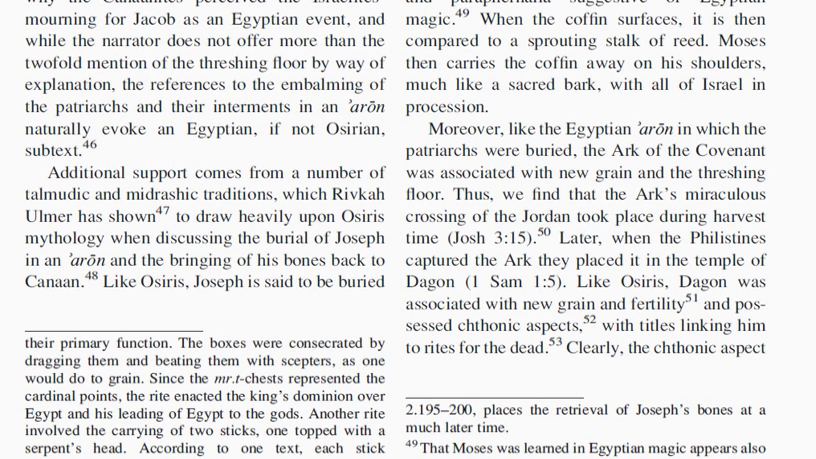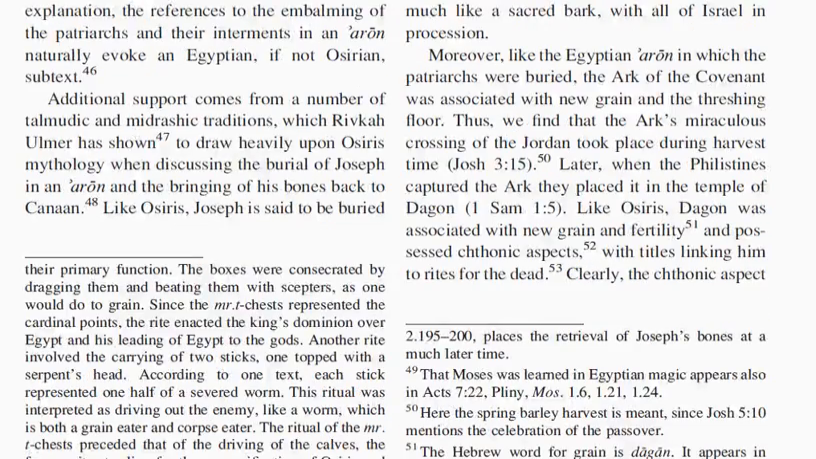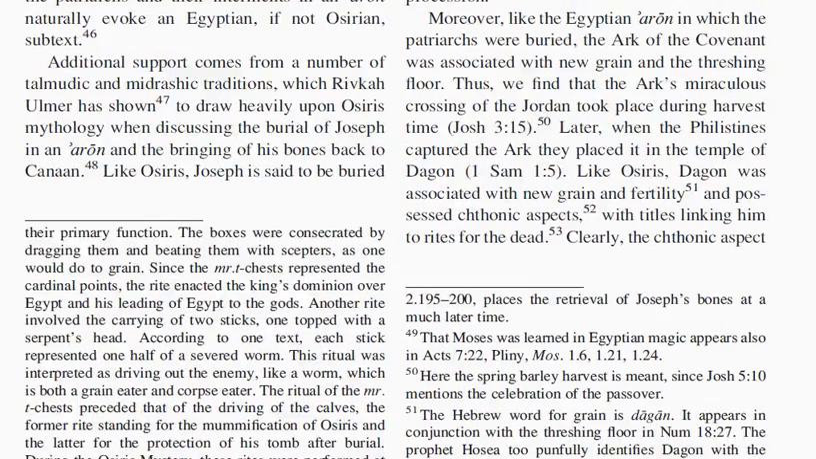Moreover, like the Egyptian Aron, in which the patriarchs were buried, the Ark of the Covenant was associated with new grain and the threshing floor. Thus we find that the ark's miraculous crossing of the Jordan took place during harvest time. Joshua 3:15. Footnote: here the spring barley harvest is meant, since Joshua 5:10 mentions the celebration of the Passover.